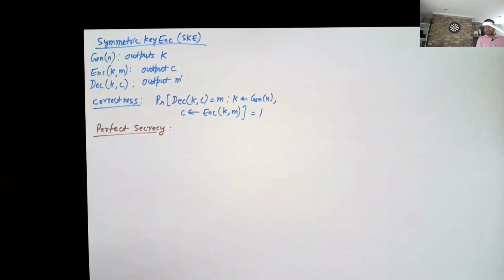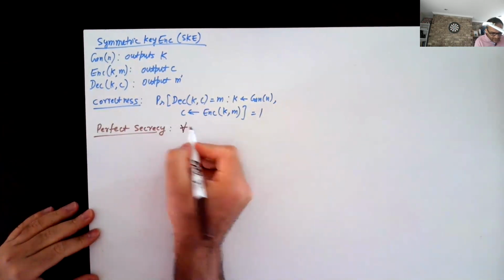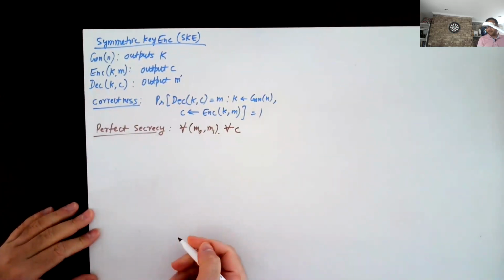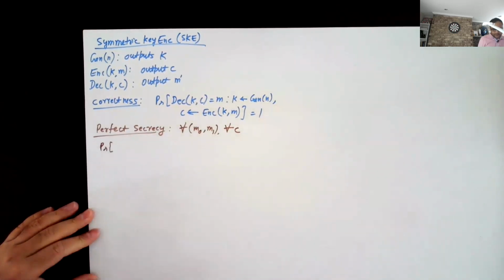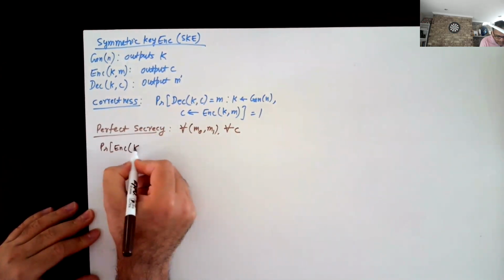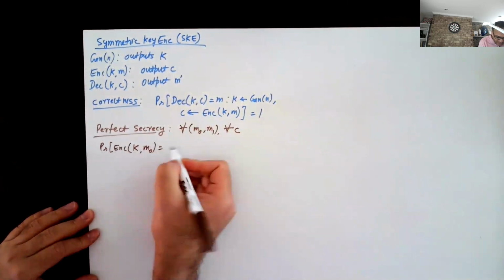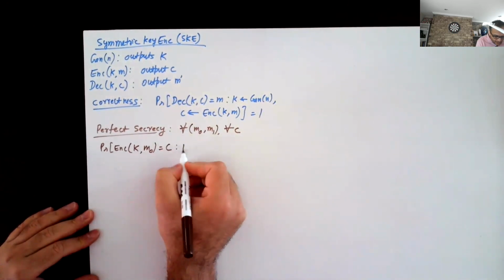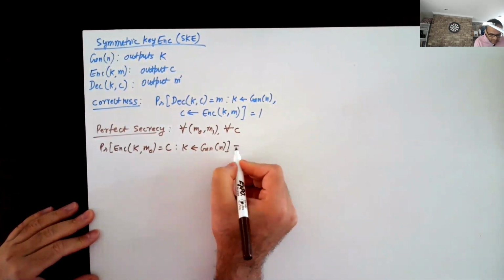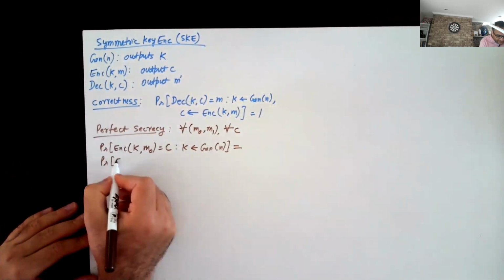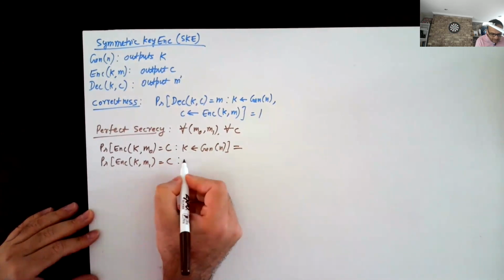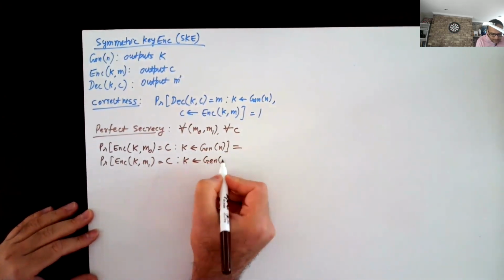So what is perfect secrecy? It must be the case that for every pair of messages M0 and M1, for every ciphertext C, the probability that you encrypt the message M0 and you get C, such that K is generated properly, this probability should be exactly the same as the probability of getting C when you start with M1 instead of M0. And again, this is the same, right?